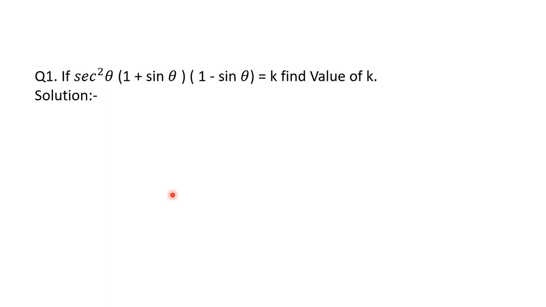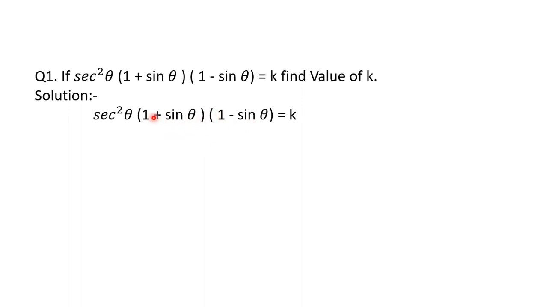So let's start. Question number 1 is sec square theta into (1 plus sine theta) into (1 minus sine theta) is equal to k. Then find the value of k. Now for this we write the equation. It is given. In this equation we observe that (1 plus sine theta) into (1 minus sine theta) is an identity, (a plus b) into (a minus b), and this identity becomes a square minus b square.